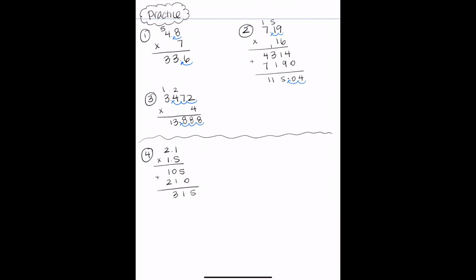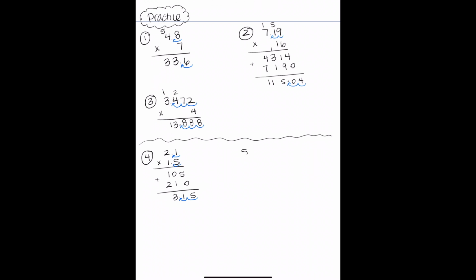We get 315. Now our 2.1 has 1 place value and our 1.5 has 1 place value. So our answer will have 2 place values. We're going to add those together. Our answer will have 2 place values and be 3.15 for number 4.